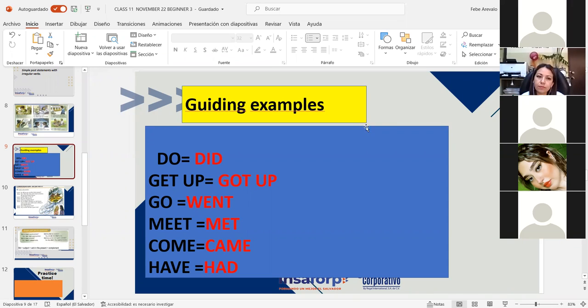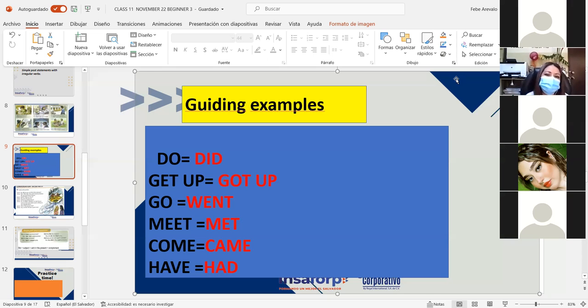Los que están en negrita son los verbos en simple present. Y los que están en rojo son simple past, irregular verbs, right? Not to get confused. So let's see, we have do equals did. Get up equals got up. Go equals went. Meet equals met. Come equals came. Have equals had. Let's work. Some of you are going to work with me, some others are going to work with other classmates.